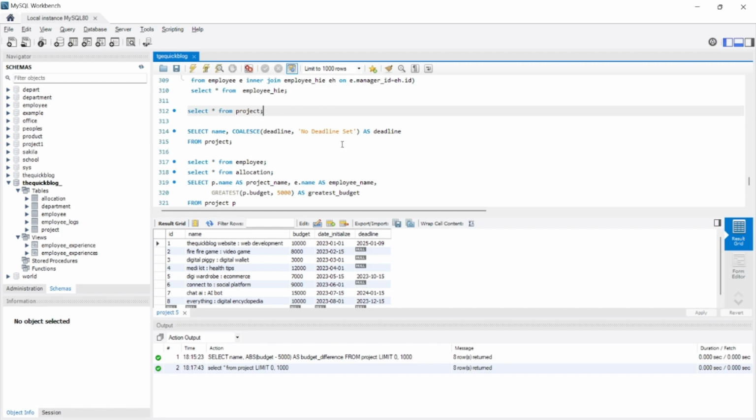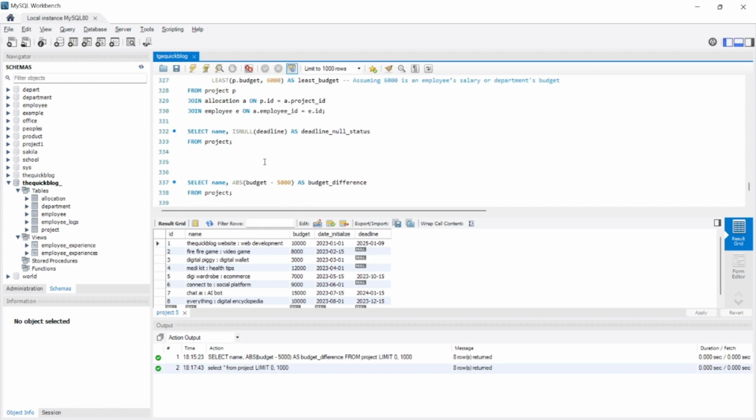So we are going to start our first function with ABS. ABS stands for absolute. ABS will give us the absolute value, and here the absolute value means it will give non-negative values. So here we have an operation going on, that is, we are going to deduct 5,000 from the budget. This 5,000 is just an example. We can keep any value, but we are going to use 5,000 in this case because we want some negative results as well to test the ABS.